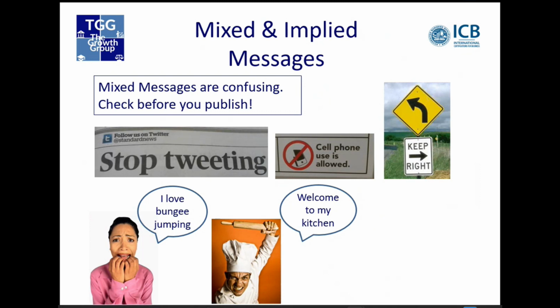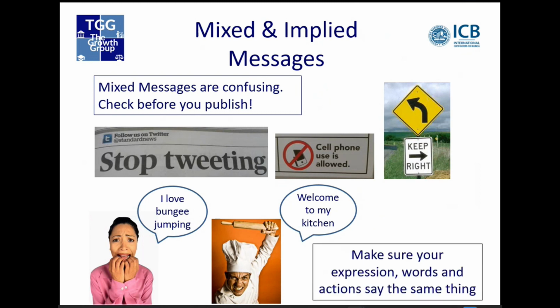On the right-hand side there, you have a guy with a baker's hat. I guess he's a baker or chef, a baker because he's got the rolling pin in his hand. And he is saying, "Welcome to my kitchen." But he's lifting the rolling pin above his head and it looks like he's going to smash your head in. And the implied message is, "Stay away." So while the overt message might be, "Welcome to my kitchen," the implied message is most certainly, "Stay away, don't come in here." And so therefore we must always make sure that our expressions, words, and actions say the same thing.